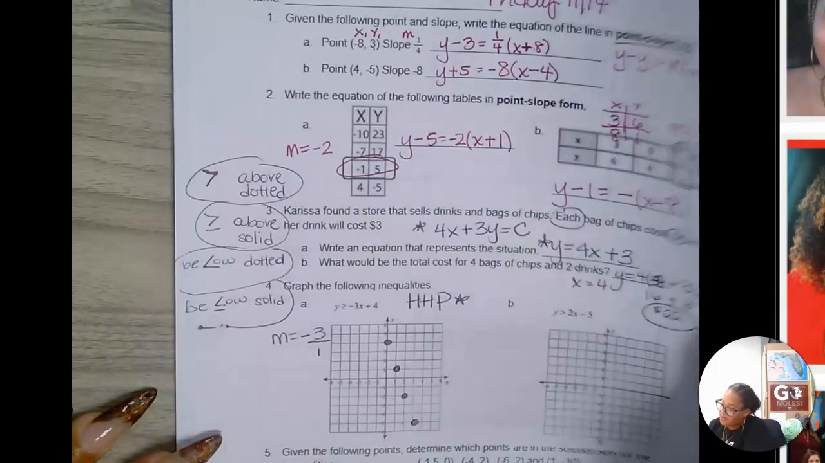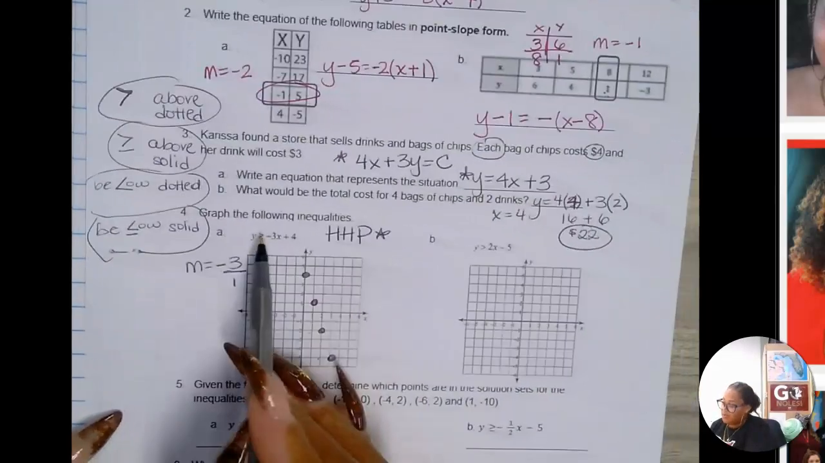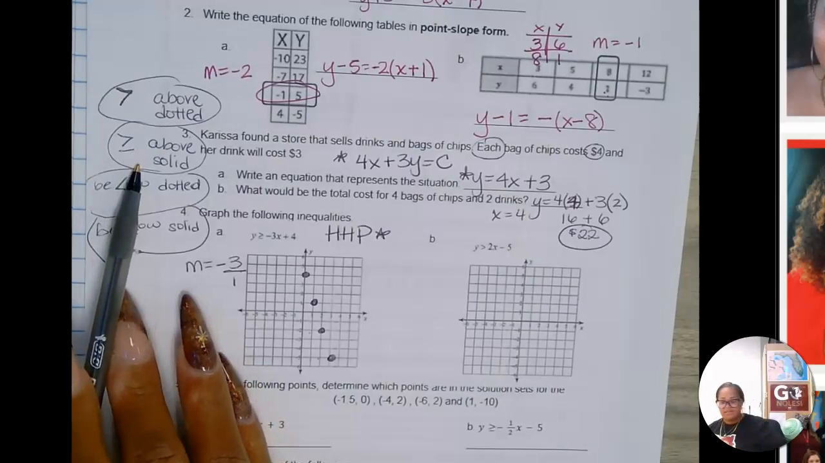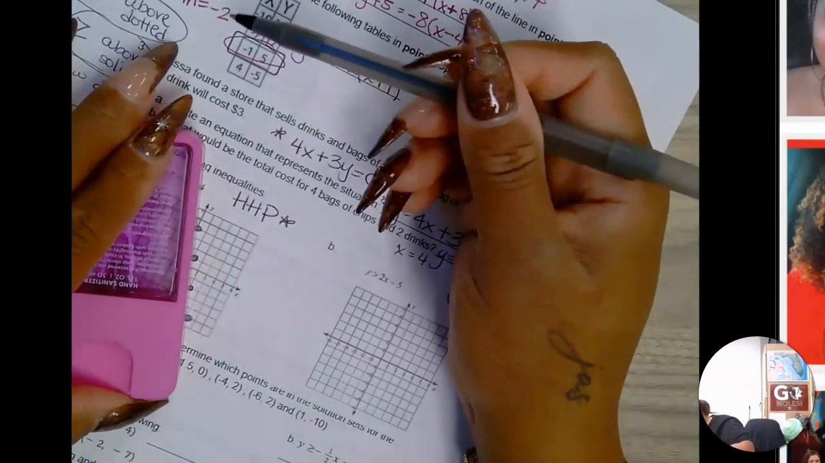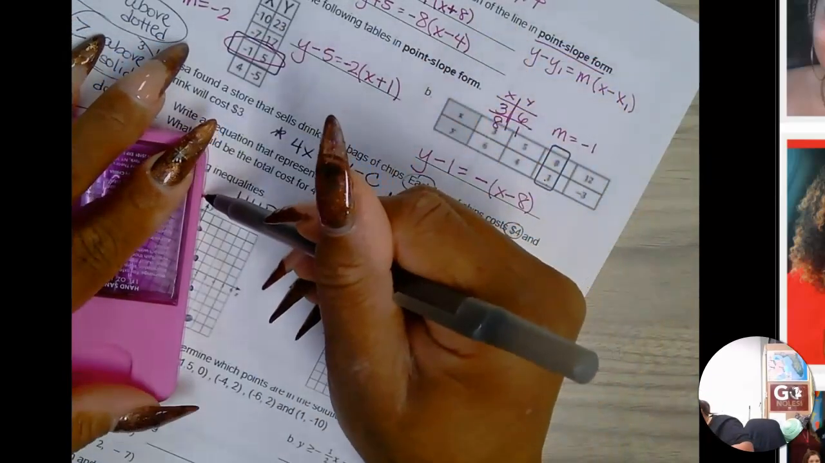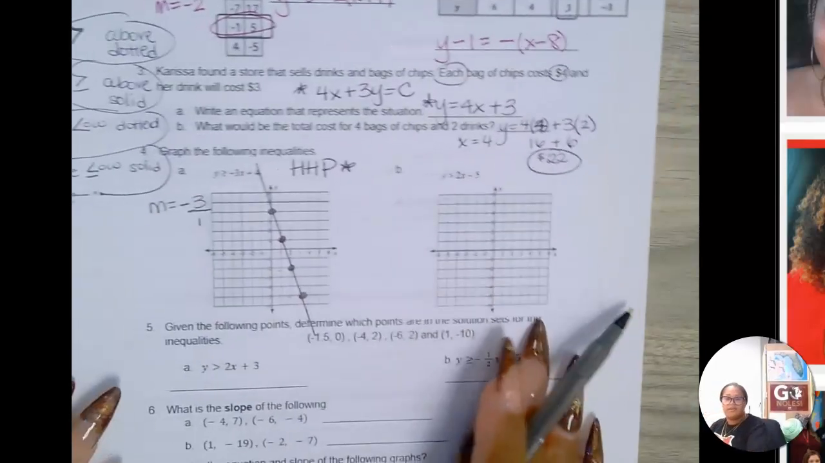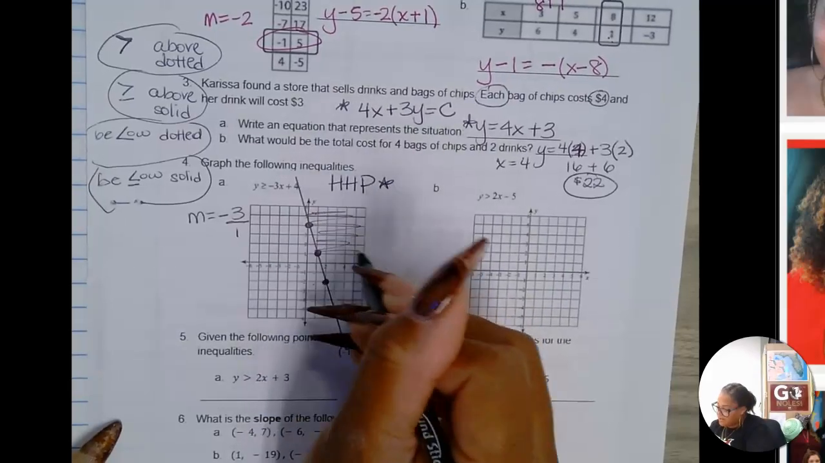Oh, okay. Still poking holes. All right. So this one would be above and solid. So I would use my ID, which I don't have right now, so I'm going to use hand sanitizer to make my solid line. There it goes. And then I would shade above it, so that's over here.